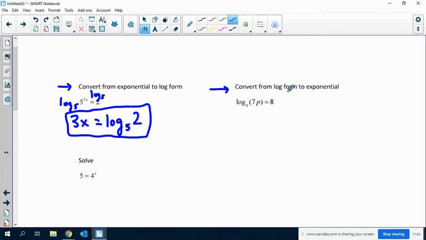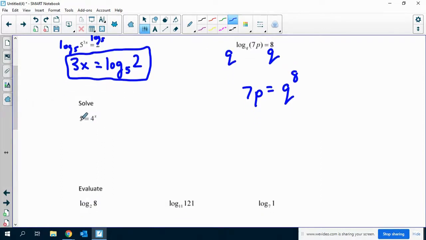Now, if I convert this from log form to exponential form, I can do q to both sides, and that essentially undoes the log base q. So what's happening is I'm going to end up with 7p on the left side and q to the 8 on the right side.